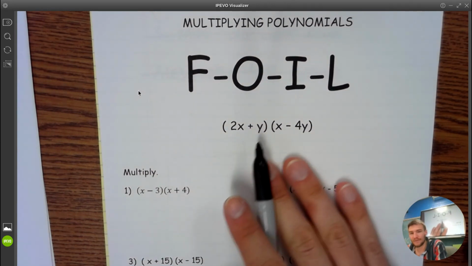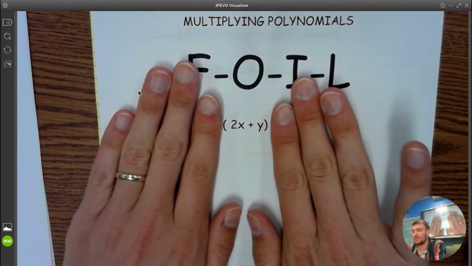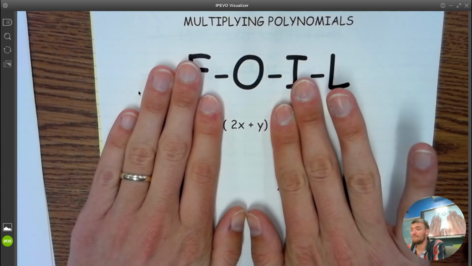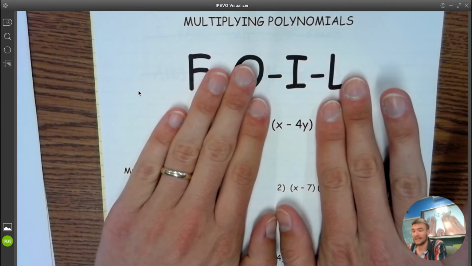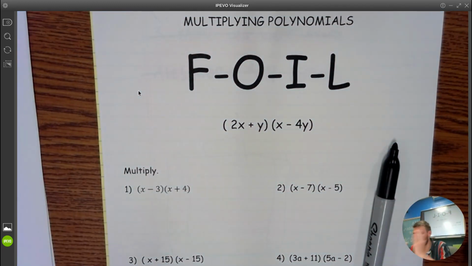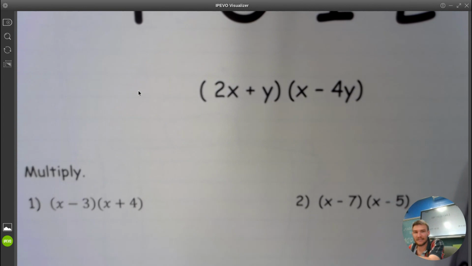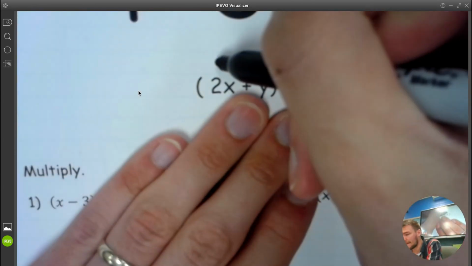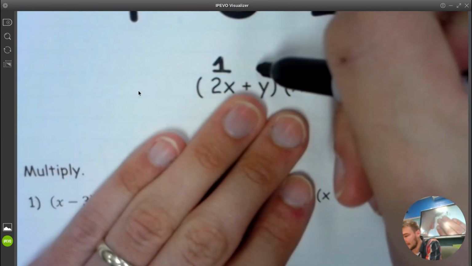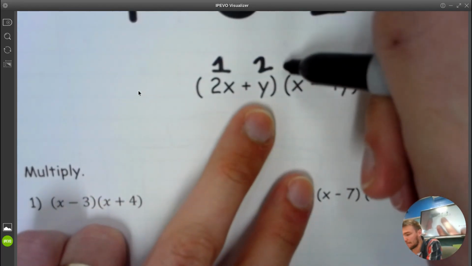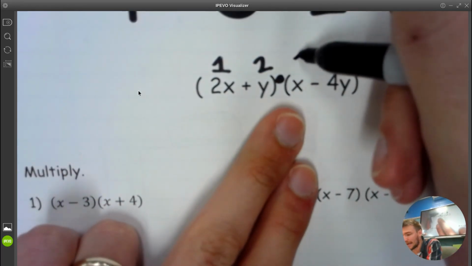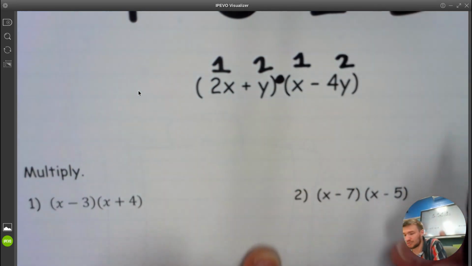Foiling shows up whenever you have 2 things multiplied by 2 things, okay? I know a lot of us just kind of copy down what I write. I need you to just visualize this for 1 second, right? You got 1, 2, that's 2 separate pieces here, and we're going to multiply that by 1, 2.